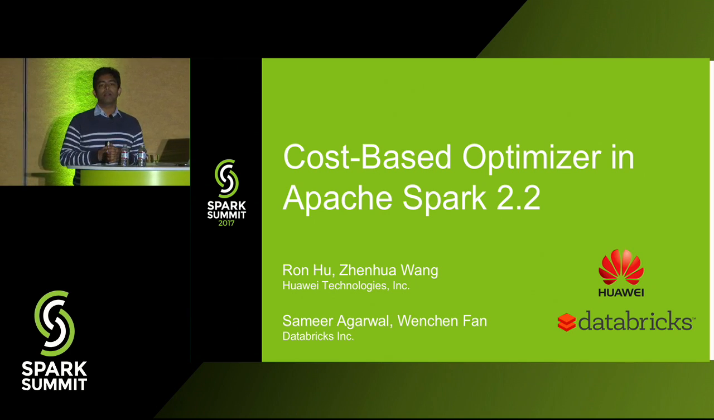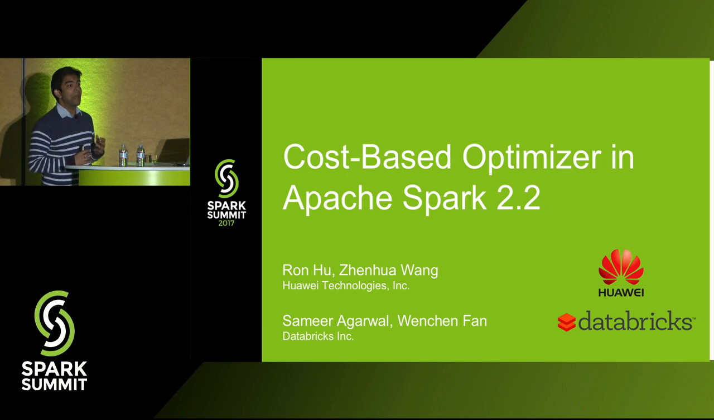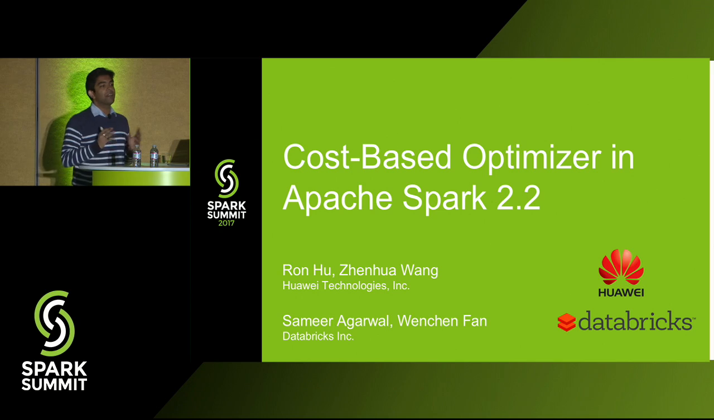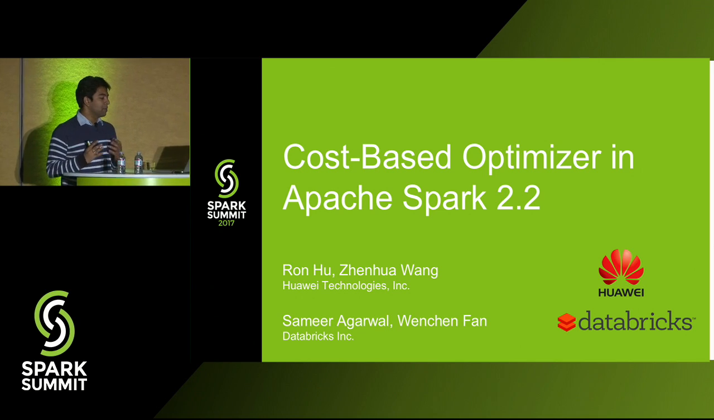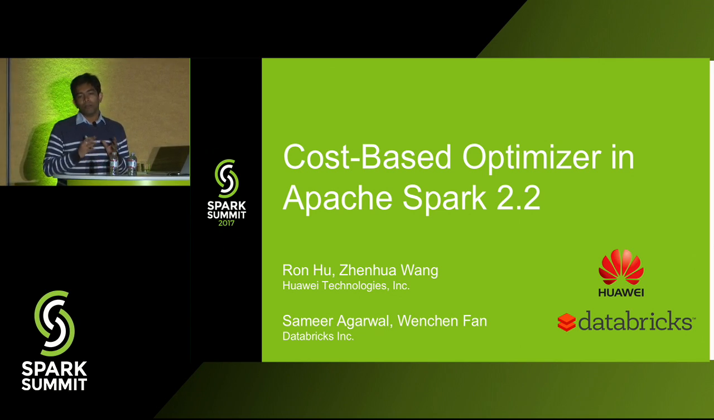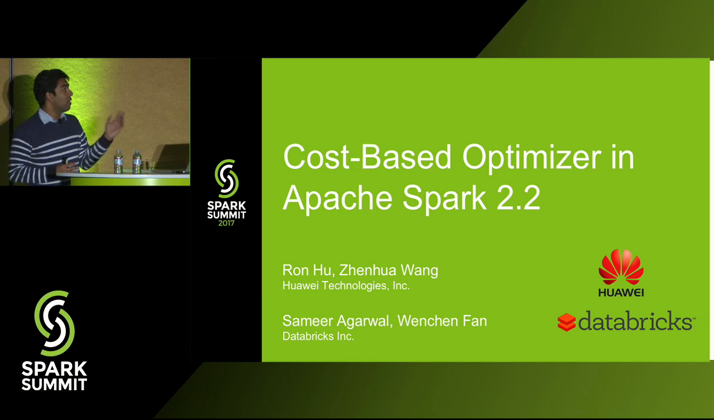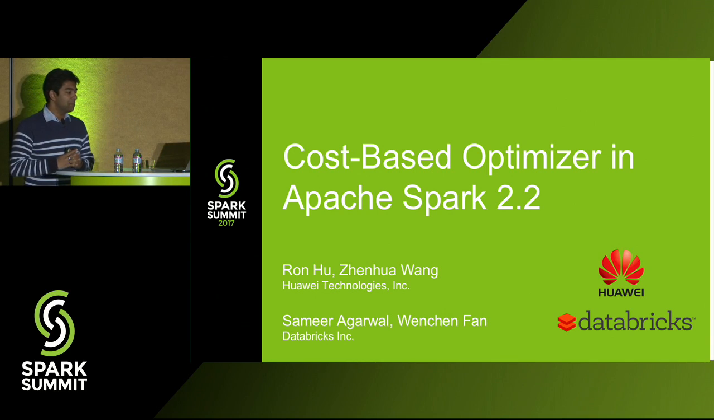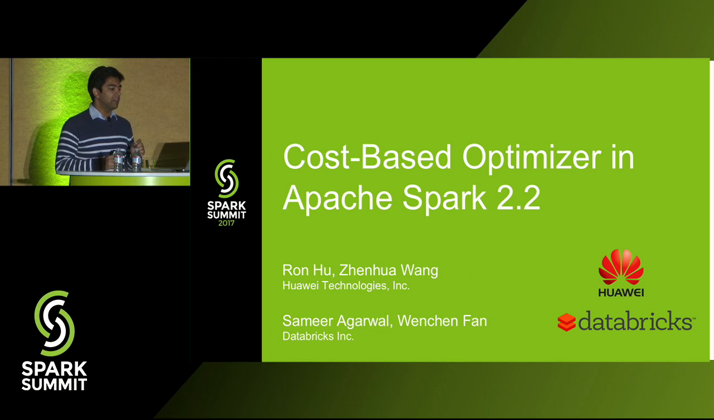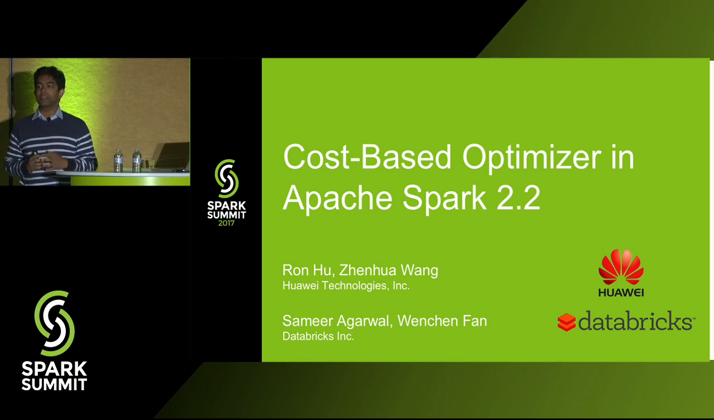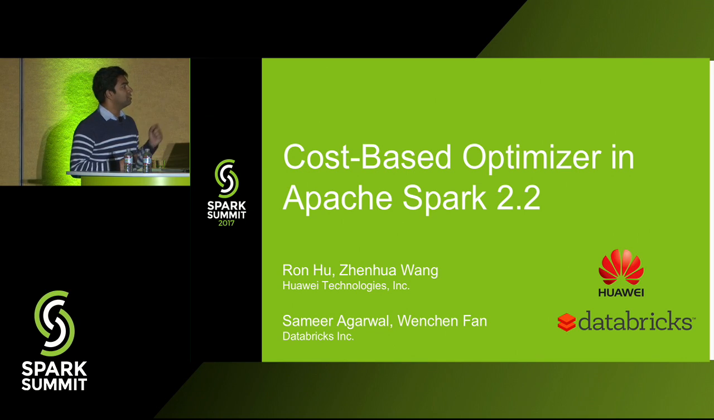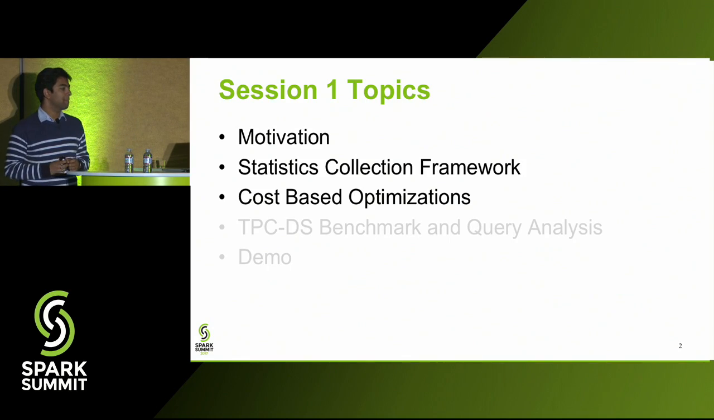Today we are going to talk about the new cost-based optimizer in Spark 2.2. This massive effort behind essentially re-architecting Spark's Catalyst optimizer is a result of almost a year-long collaboration between Huawei and Databricks with tremendous input from the broader Spark community. This deep dive talk is divided into 2 sessions, and it has 4 speakers. We have Ron and Zhenhua from Huawei, and then we have Wenchen and I from Databricks.